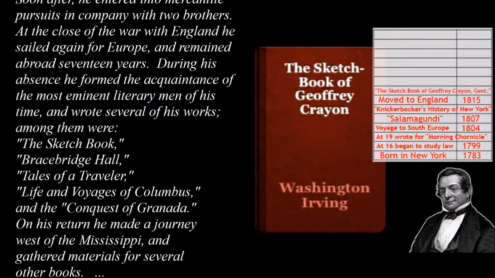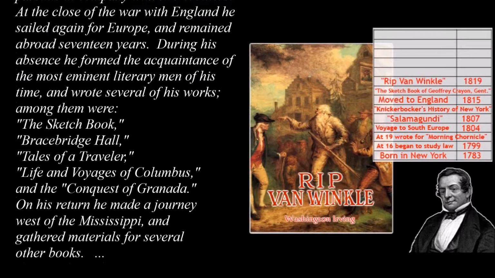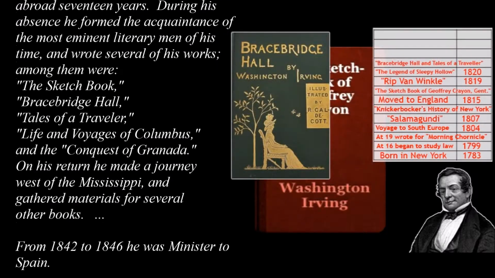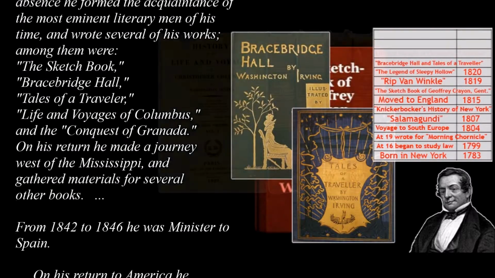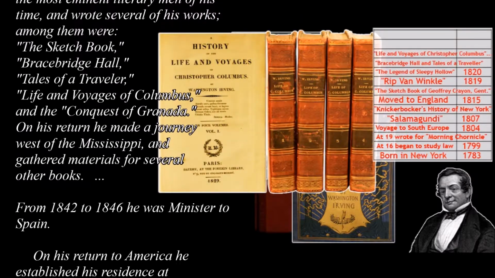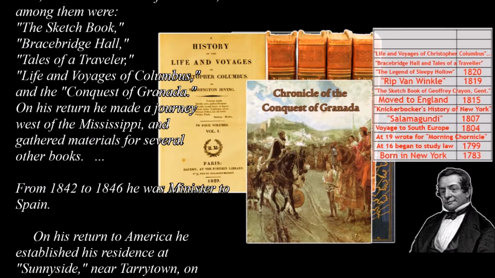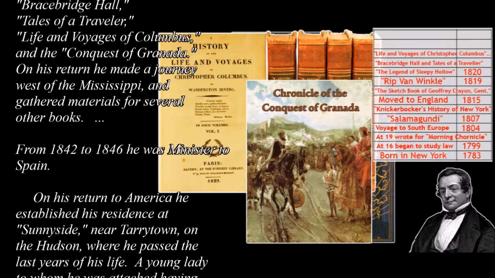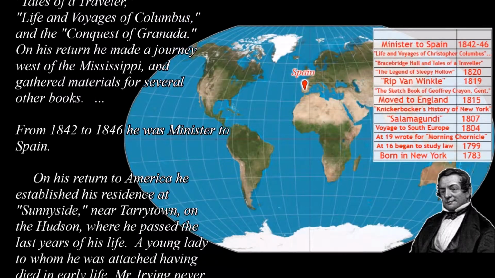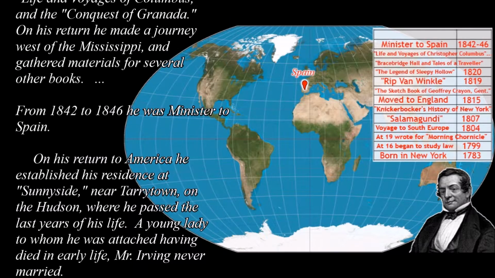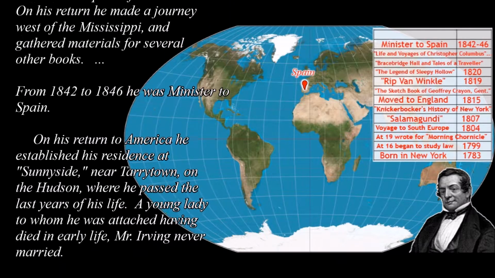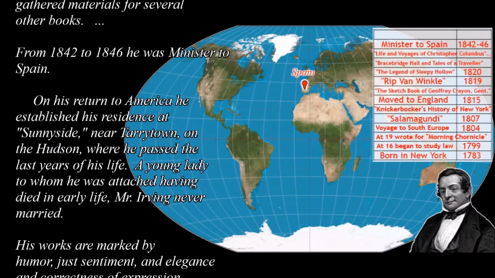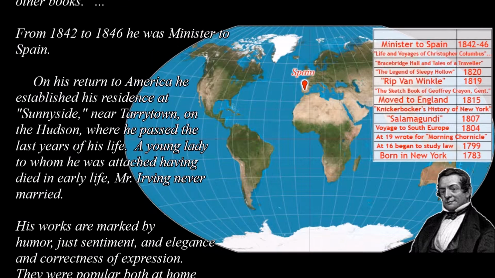Among them were the Sketchbook, which includes the tales Rip Van Winkle and Sleepy Hollow, and Bracebridge Hall, Tales of a Traveller, Life and Voyages of Columbus, and the Conquest of Granada. On his return, he made a journey west of the Mississippi and gathered materials for several other books. In 1842, after an endorsement from the Secretary of State, Daniel Webster, President John Tyler appointed Irving as minister to Spain. From 1842 to 1846, he was minister to Spain.